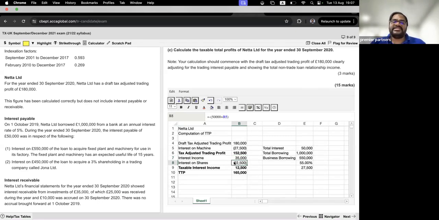Then the balance interest component. From 50,000, we already took 27,500 for the trading income. The balance 22,500, I am using the loan relationship rule and setting off against my interest income. As a result, my taxable interest income would be 12,500. Are we agreeing on that as well? Awesome. So my final TTP, taxable total profit, would be £165,000. We are good. That is what they're asking, right? So we answered this entire question as well.